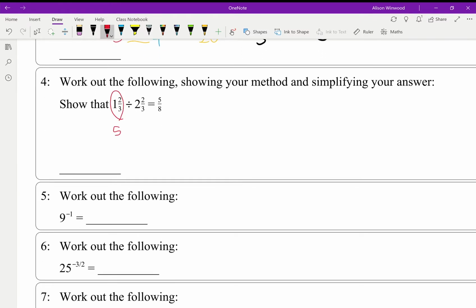We've got 5/3 and 8/3 for multiplication. For a division, turn the second fraction upside down and multiply. Multiply the numerators, multiply the denominators, and cancel down.